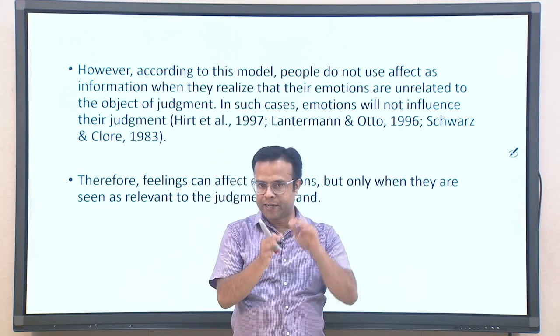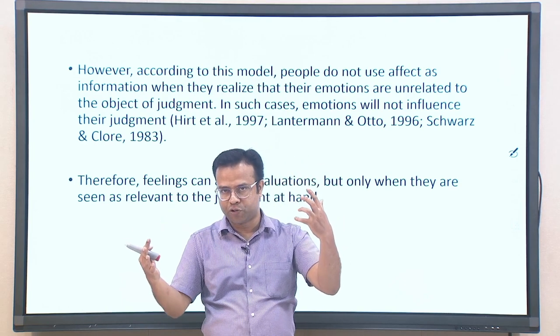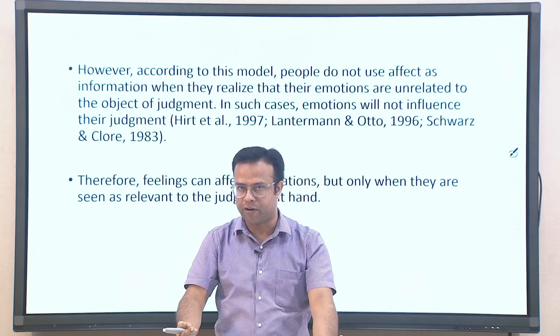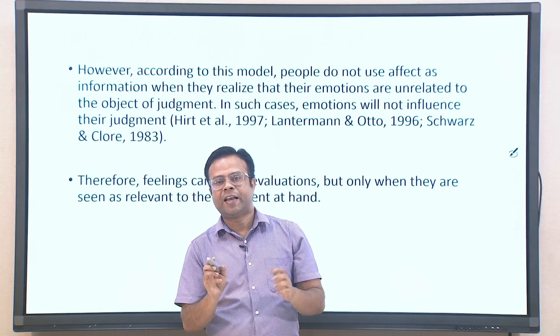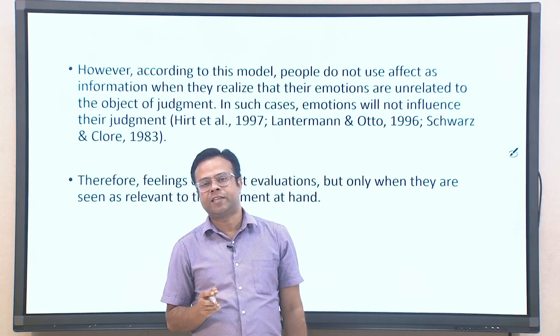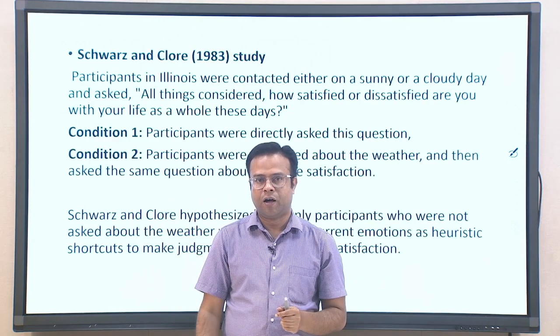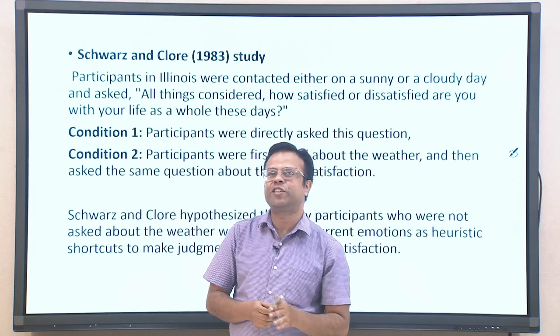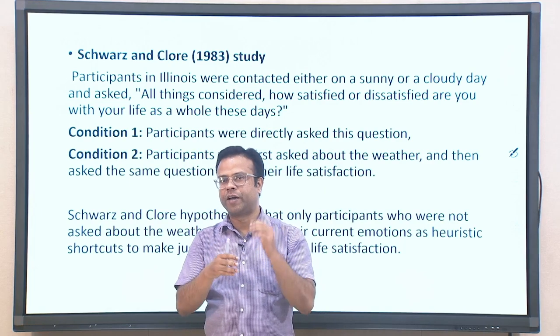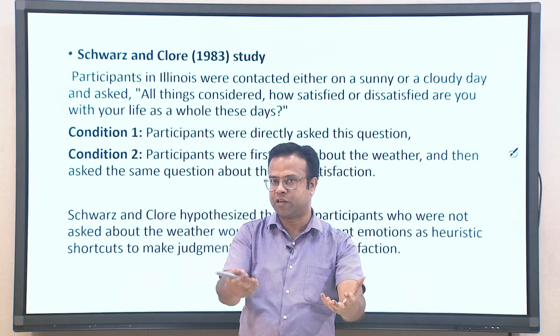So, this model says that there could be differences in terms of when an emotion can influence a decision. Feelings can affect evaluation, but only when they are seen as relevant to the judgment at hand. So, this is one experiment by Schwarz and Clore in 1983, which shows when emotion can influence and when not.